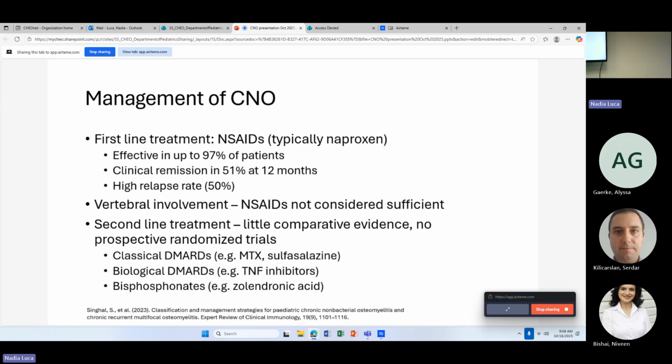The second line treatment is a little all over the place because this is a fairly rare, not well studied condition. There's very little comparative evidence. There are no prospective randomized trials to tell us what to do. It's all based on case series and observational retrospective studies. So you end up having three choices, three categories to choose from: classical DMARDs like methotrexate, biological DMARDs like TNF inhibitors, and bisphosphonates.